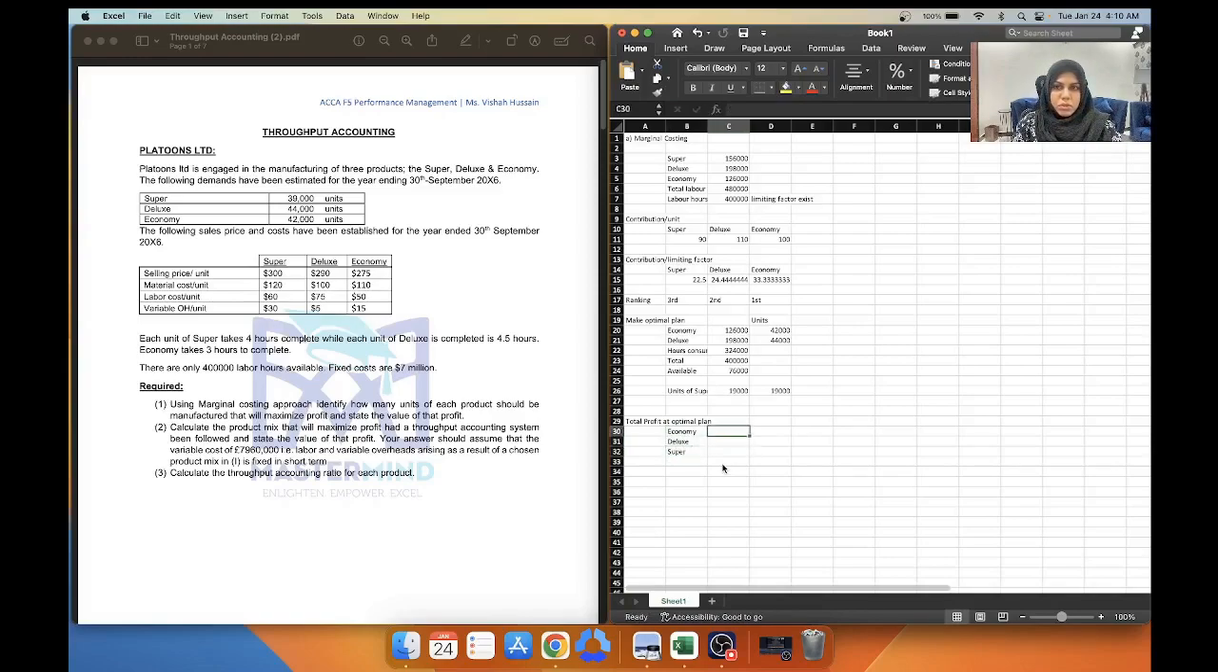So economy was the first one. Rather than computing the total selling price and then subtracting it from total variable cost, what we can do is, you've already computed our contribution, right? So contribution per unit can be taken up. Multiply that by the amount of units that were produced. That would make things way easier for you. This gives you total contribution.